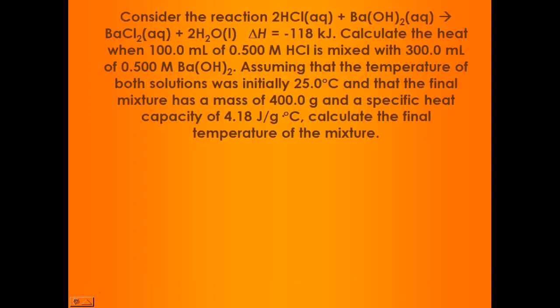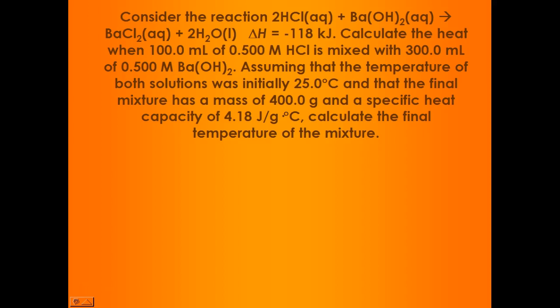So what we're going to look at here is a neutralization reaction between hydrochloric acid and barium hydroxide. We see that that makes barium chloride and water, and that 118 kilojoules of heat is being released in this chemical reaction per 2 moles of hydrochloric acid consumed and per 1 mole of barium hydroxide consumed. We want to know how much heat would be released if you're going to mix 100 mL of 0.5 molar HCl with 300 mL of 0.5 molar barium hydroxide.